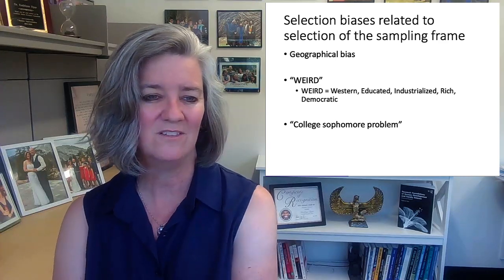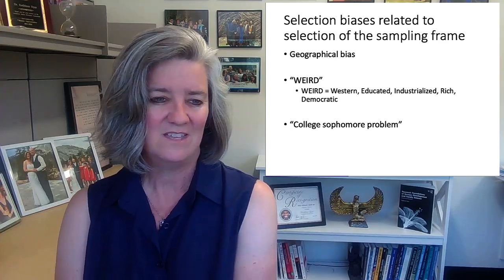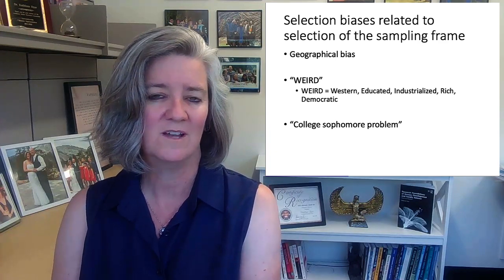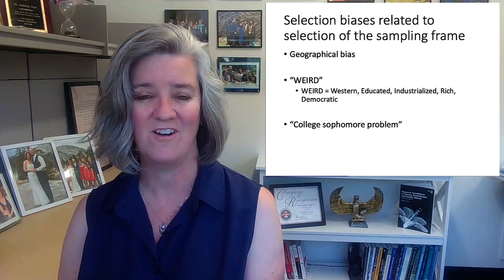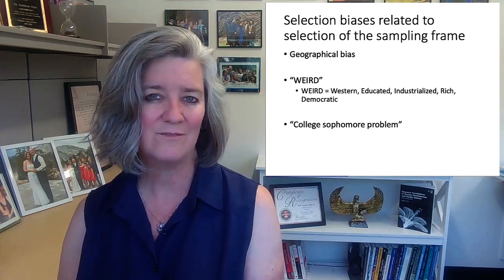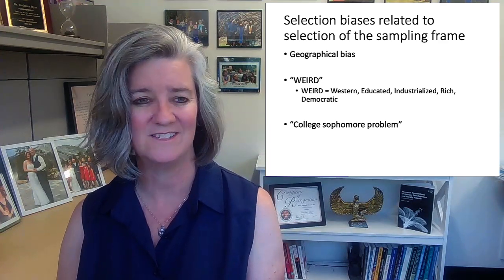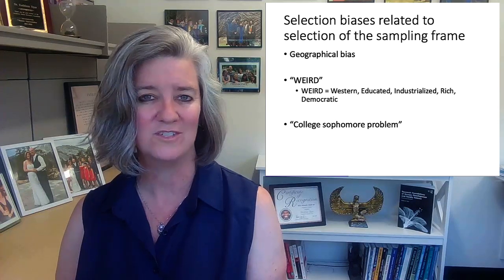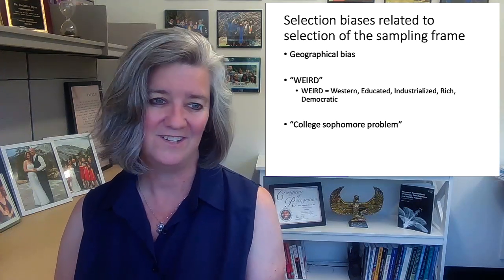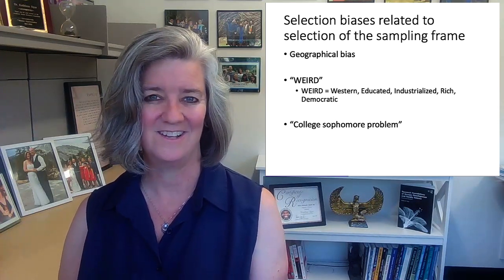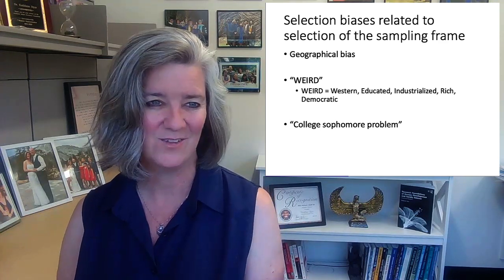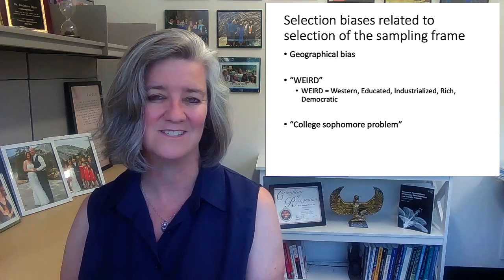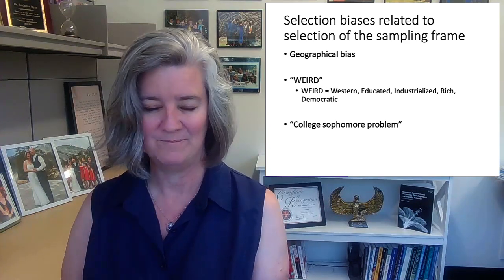And so there's a lot of research that uses college sophomores, that selects a sampling frame of college sophomores. And so a lot of our information in the social sciences comes from college sophomores in WEIRD countries, and particularly in the city where the researcher lives. So these are all selection biases that are related to sampling frame.